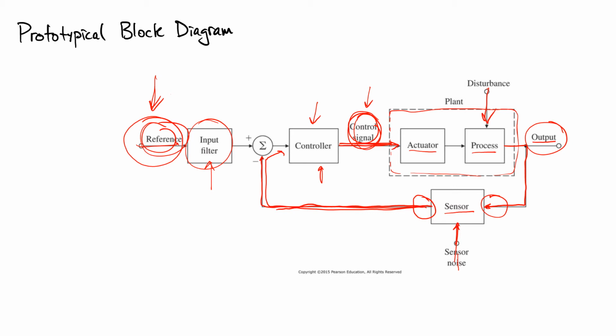And the last bit that I have not described is this, and this is simply a sum. In this case, this signal comes in with a positive sign, and this signal comes in with a minus sign. And so even though this is a sum, it's really a difference. And so we're computing the difference between the reference and our sensor measurement.